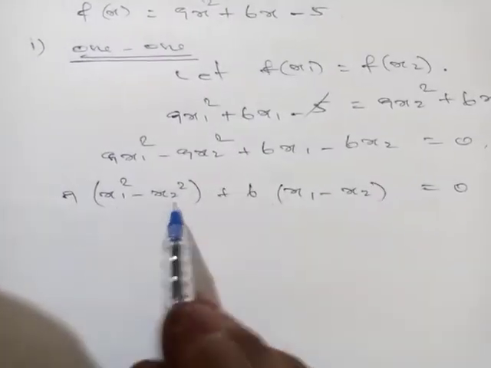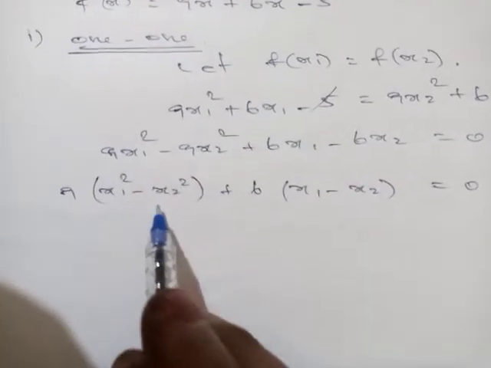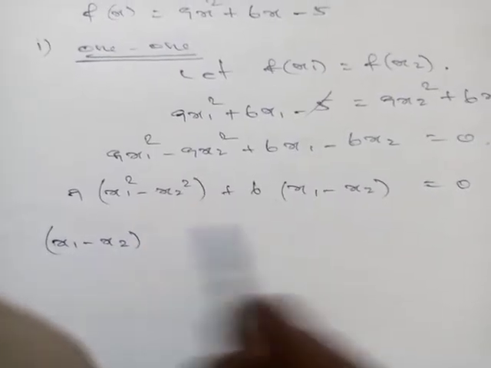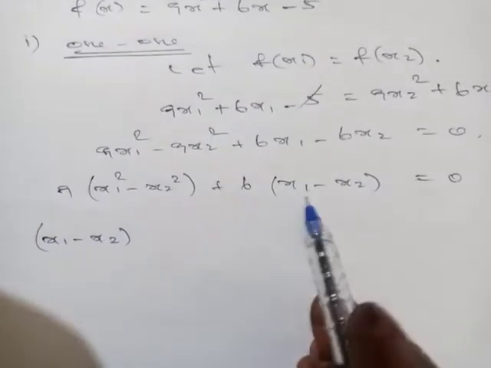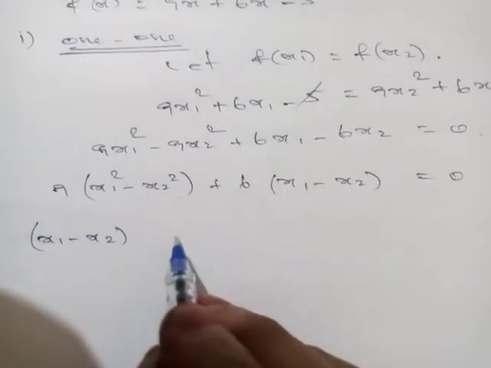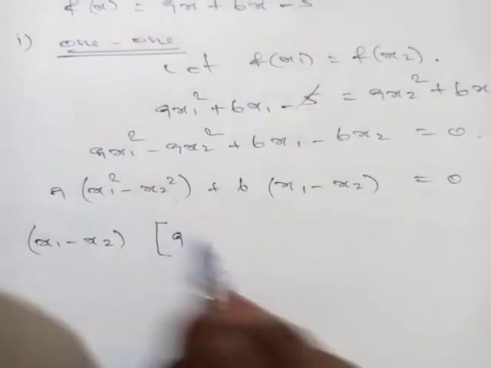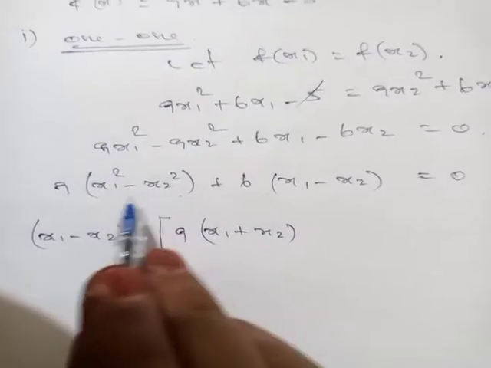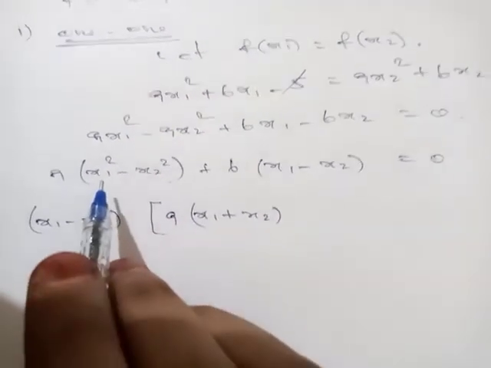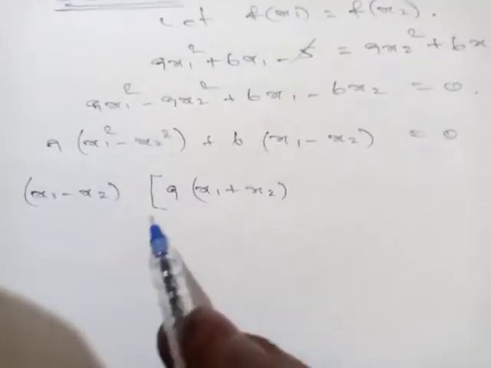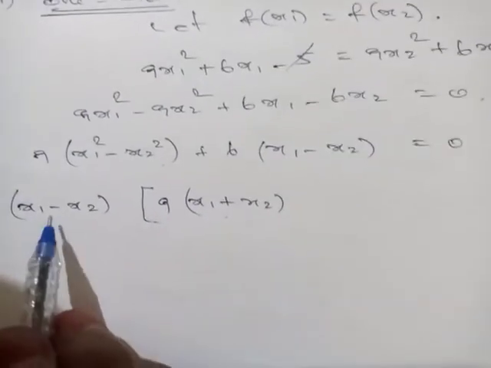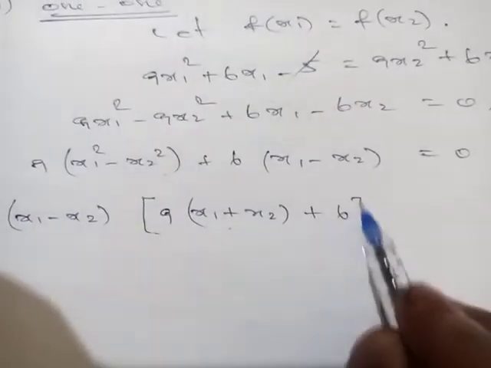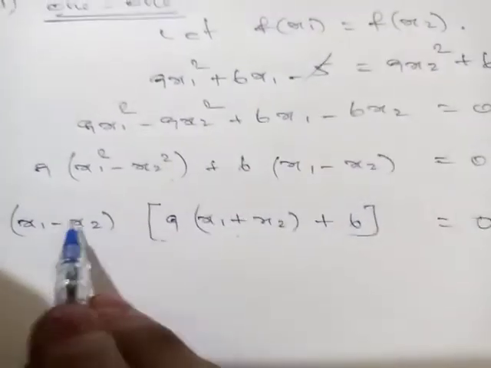Actually this is a square minus b square formula, so a plus b into a minus b, so x1 minus x2 will come, right? That x1 minus x2 I am taking outside, and from this and this as common I am taking out. So what will be the remaining here? 9 into x1 plus x2. Are you clear here? Actually this is in the form of a square minus b square, so a plus b into a minus b. A plus b is here, a minus b I am taking outside. Here only plus 6, because this term I took out.